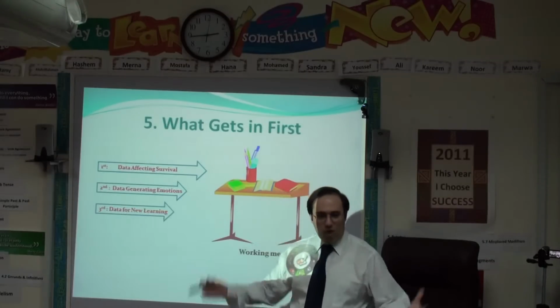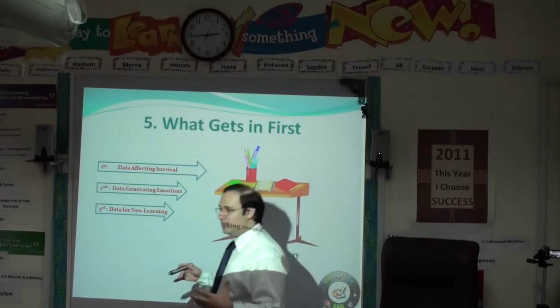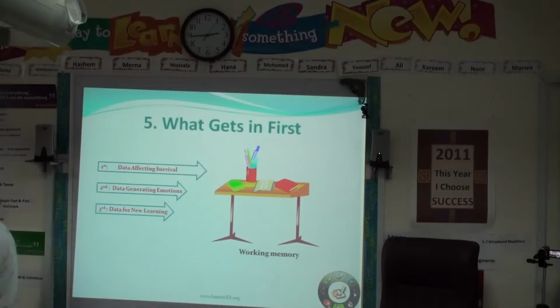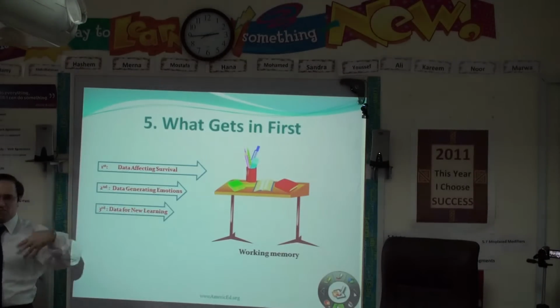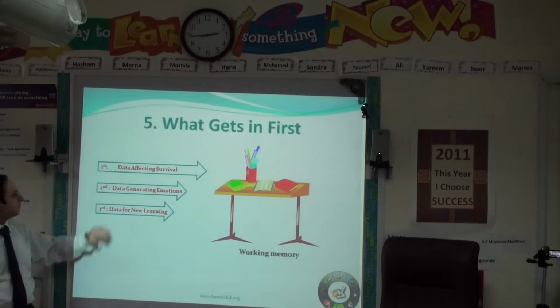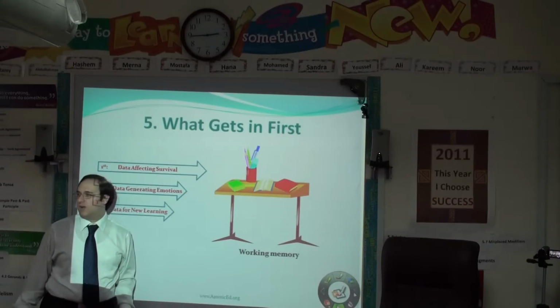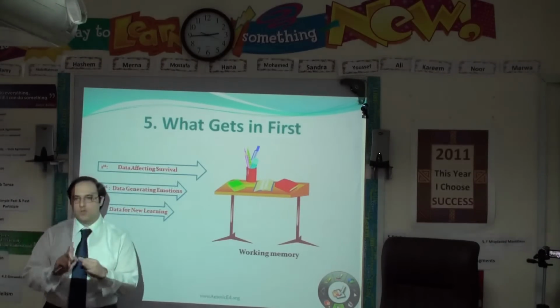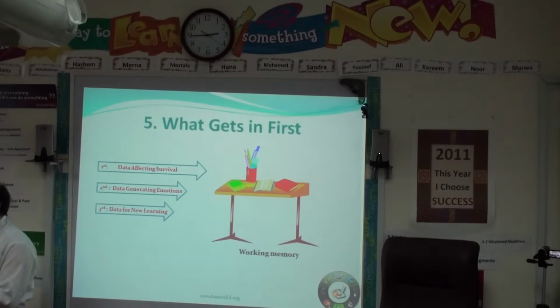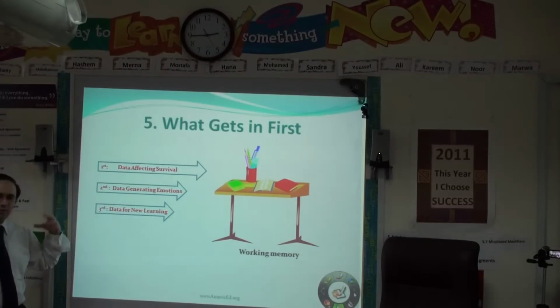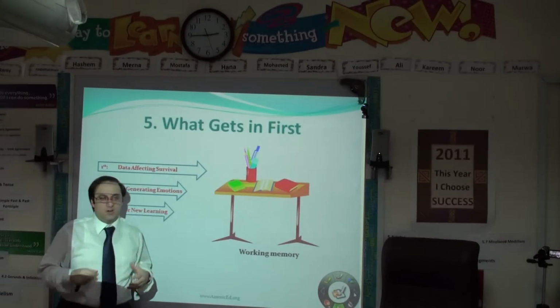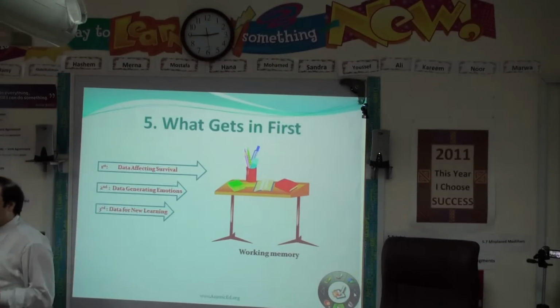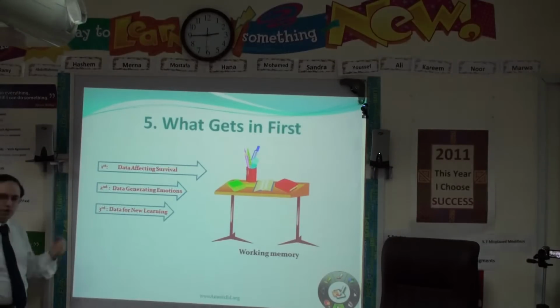What gets in first? What gets into our memories? There's a lot of things. Didn't we say our memories have information from the environment, information from inside our brains, and information coming from our long-term memories, all coming in at the same time? What comes in first? Number 1, data affecting survival. So if you're scared, if you're extremely hungry, if you're thirsty, you're not going to be able to learn anything. Because the first thing coming into your brain is how you're feeling, how hungry you are, how thirsty you are, how afraid or scared you are, how dangerous things are around us. So anything affecting my survival comes in first.